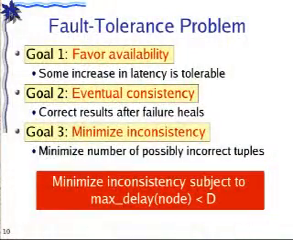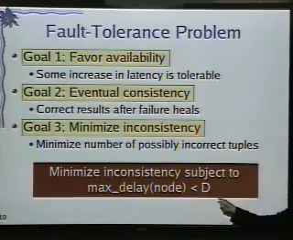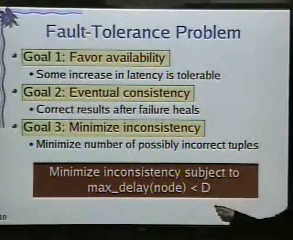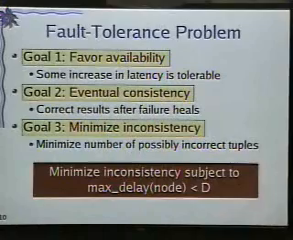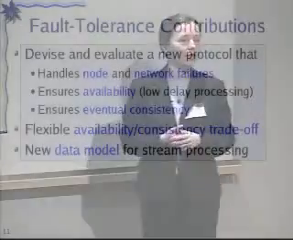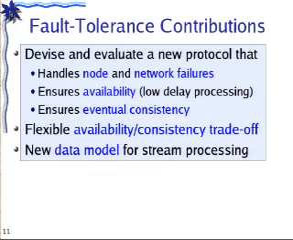So we're going to try to minimize inconsistency, which we define as the number of tentative tuples, the number of those possibly incorrect tuples that we produced. Our overall goal is to minimize the inconsistency in the system, subject to ensuring that the maximum delay for each processing node is below this user-defined or application-defined threshold D, which is our measure of what kind of increase in the processing latency any application can sustain.